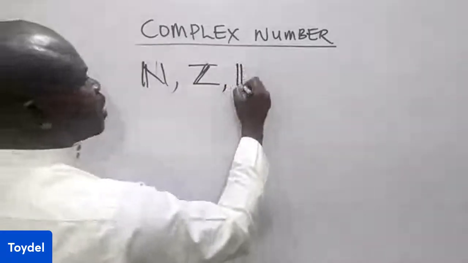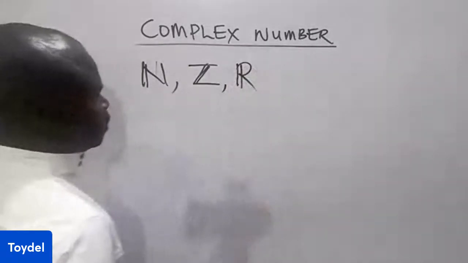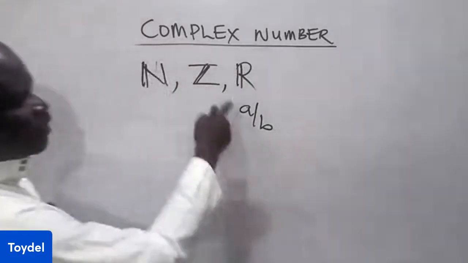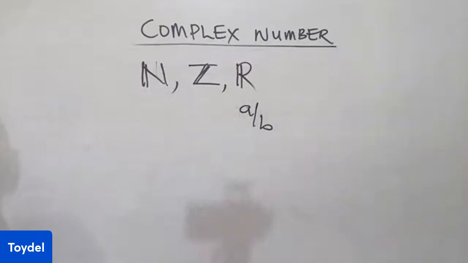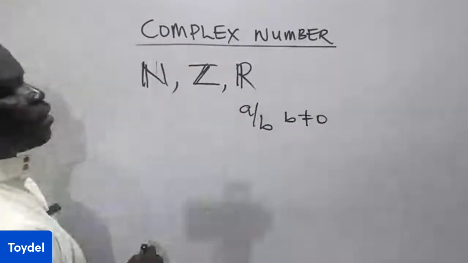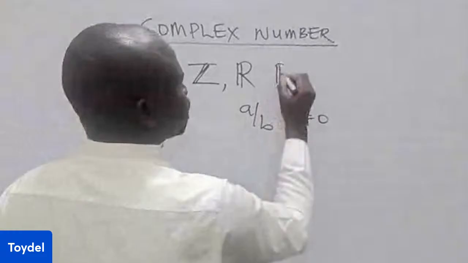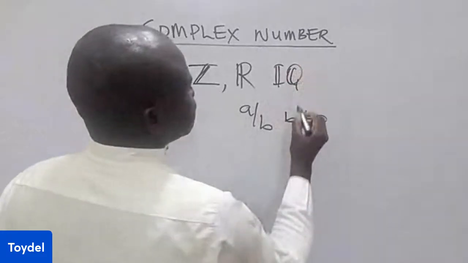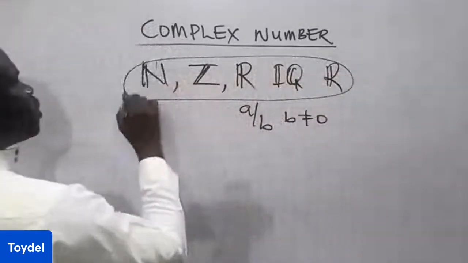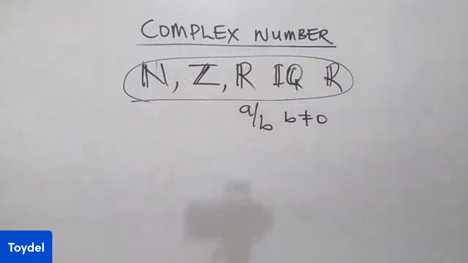We have the rational numbers. Numbers that can be expressed in form of A over B. That is, you can express a number as a fraction where B must not be equal to 0. That is rational numbers. We have irrational numbers. We have the real numbers. These are the 5 sets of numbers that most of us are familiar with.